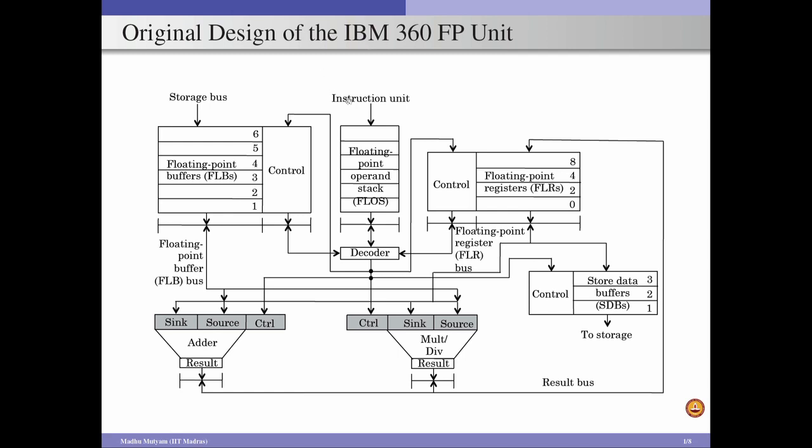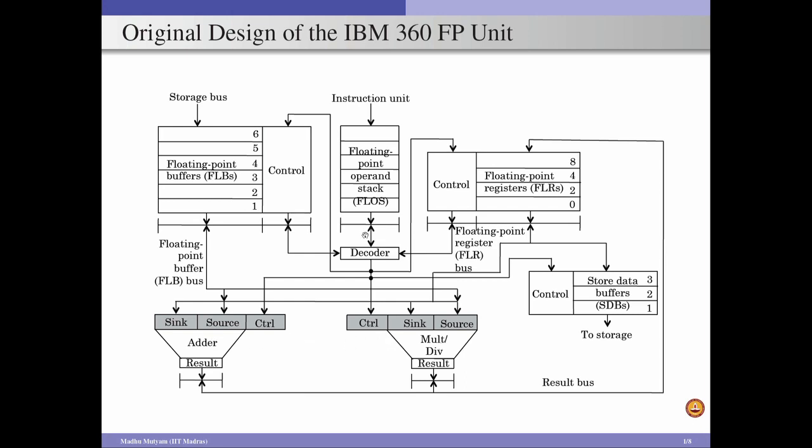The instruction unit reads instructions from the program in program order one at a time, but whenever there is a floating point instruction, those floating point instructions will be placed in a separate stack that is called the floating point operand stack. And so this will have the floating point instructions, and we read the instructions from this floating point operand stack one at a time, and by using this decoder we identify whether the floating point operation is an add operation or mul or div, and accordingly we steer the instruction to the corresponding functional unit.